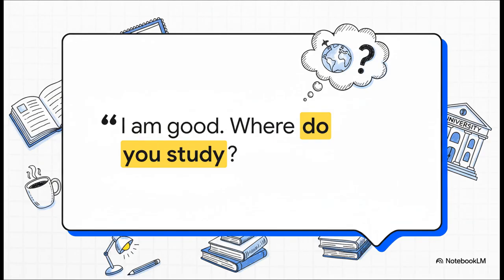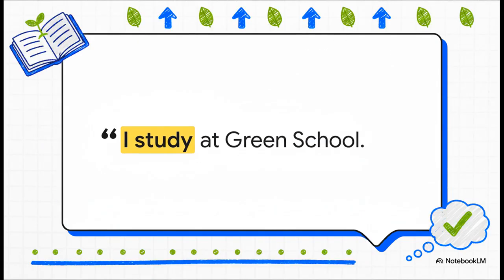Our first example. Where do you study? That's a perfect question for asking about someone's general life, their routine. You're not asking what they're doing right this second, but what they do as a habit. And the answer is just as clear and simple. I study at Green School. A perfect, clean statement. And notice, no S on study because the subject is I. It follows our rule perfectly.